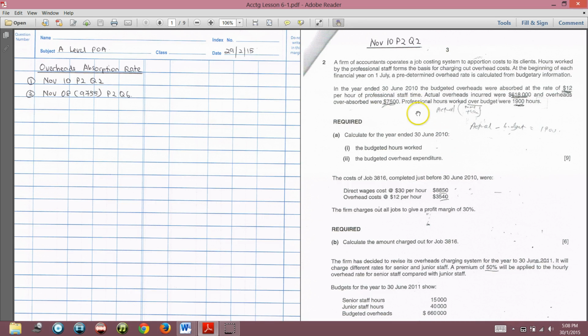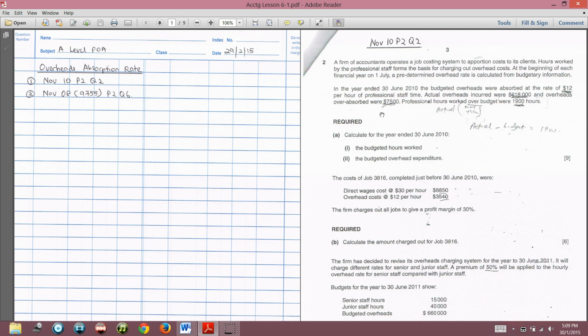So in the previous video, I said that the overhead absorption rate is normally based on machine hours, but sometimes it can be based on direct labor hours. So in this case, they are telling you that the overhead absorption rate is $12 per hour based on professional staff hour. Okay, actual overhead incurred, so actual overhead is calculated at the end of the year, is 618,000, and overhead over absorbed.